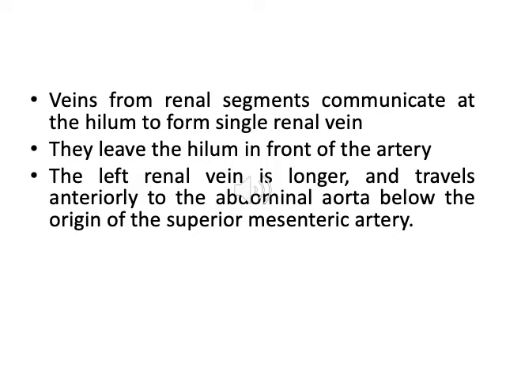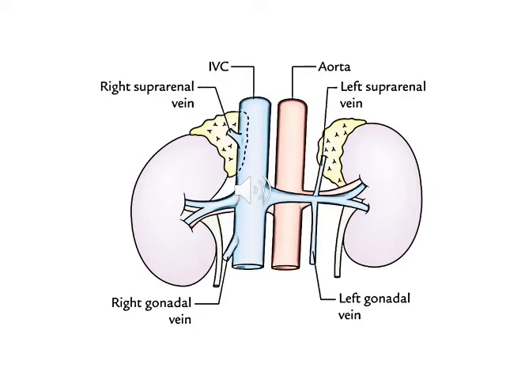Veins from the renal segments communicate at the hilum to form the single renal vein, and they leave the hilum in front of the artery. The left renal vein is a bit longer and travels anteriorly to the abdominal aorta, below the origin of the superior mesenteric artery. Here you can see the left renal vein is a bit longer than the right, and it travels anteriorly to the abdominal aorta and below the origin of the superior mesenteric artery.